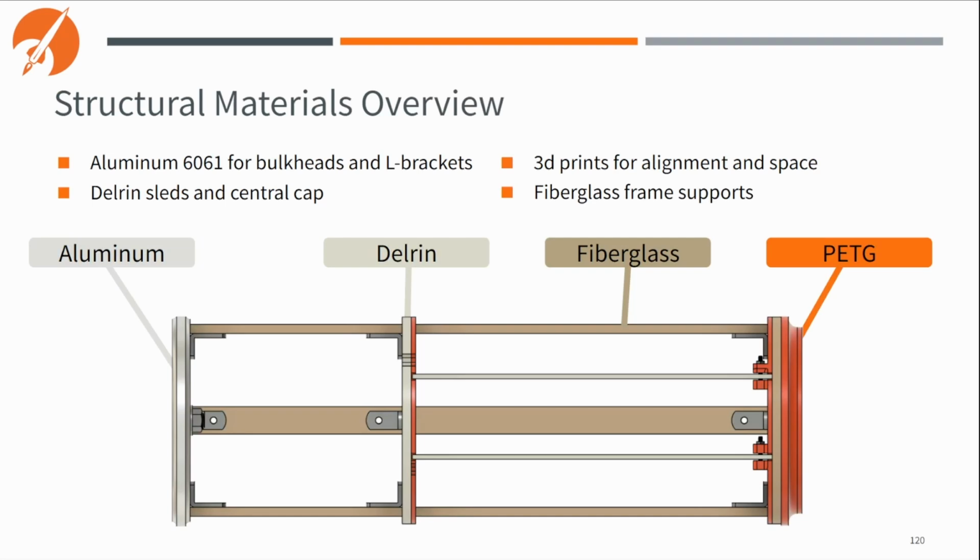So moving into a couple of the more mechanical-oriented details on the avionics bay, just a quick overview of the materials used in the bay. We've got most of the spars, and the majority of the frame is going to be fiberglass, with most of our complicated geometry aligning components 3D printed, and then our sleds and that middle plate visible at the center are going to be Delrin, just to save on a little bit of weight.